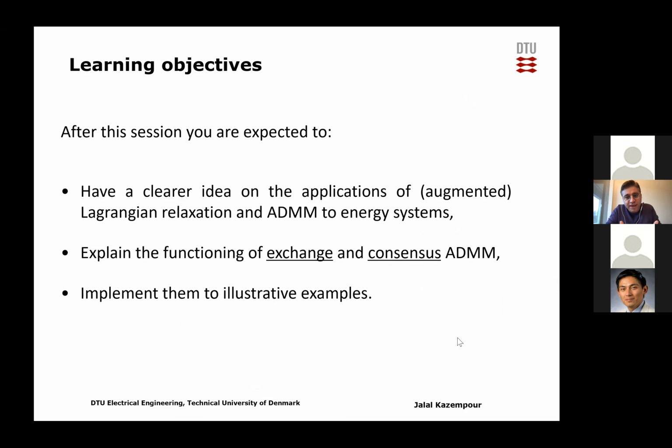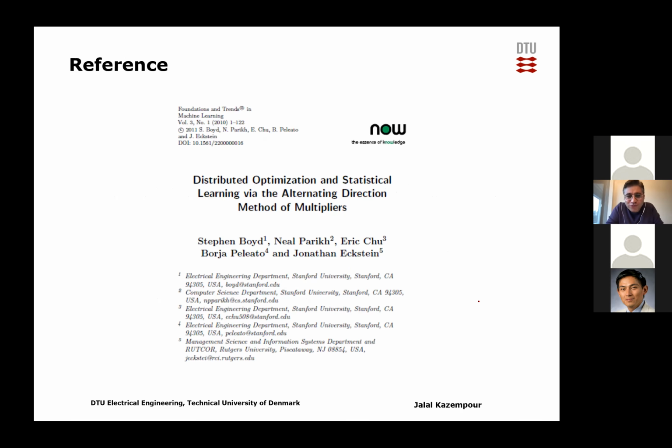Hopefully also after this session, you will have a clear idea about two different variants of ADMM, which are very helpful. You can use them in power systems extensively, namely exchange ADMM and consensus ADMM. And hopefully you will be able to implement these techniques on stylized illustrative examples. Today our main reference is this paper by Stephen Boyd et al., which is about ADMM.